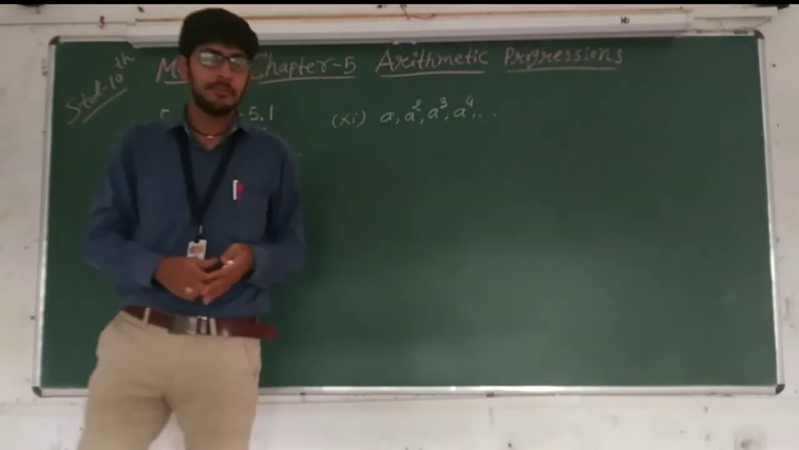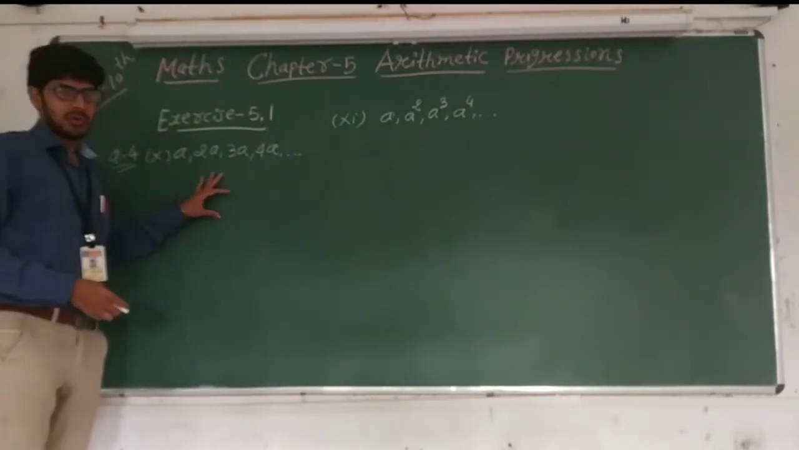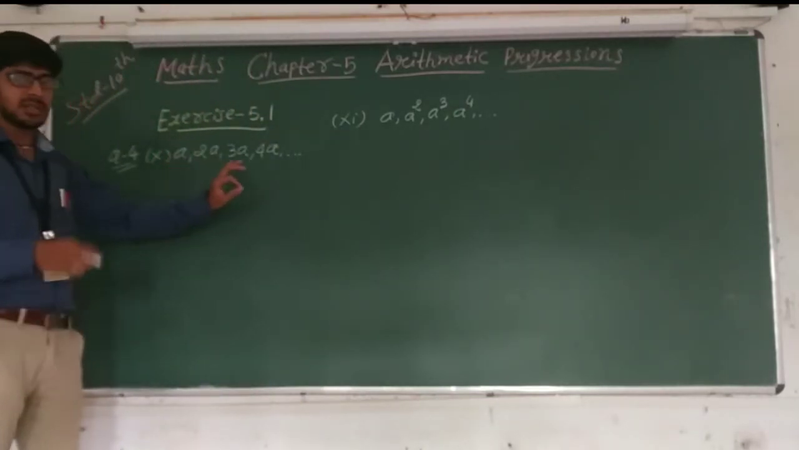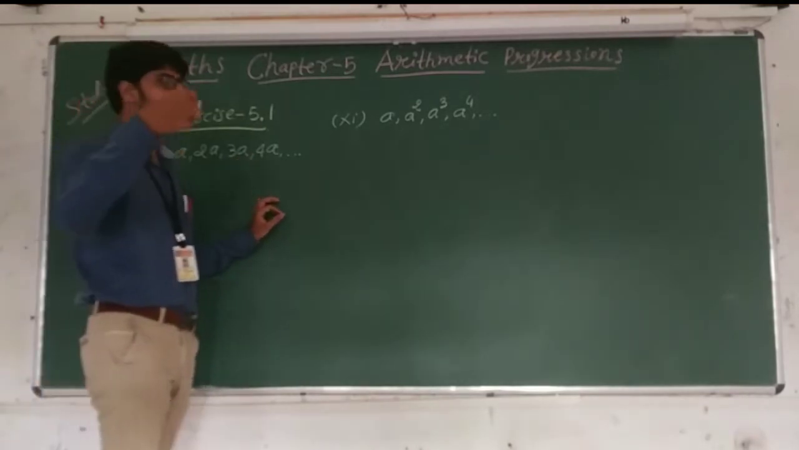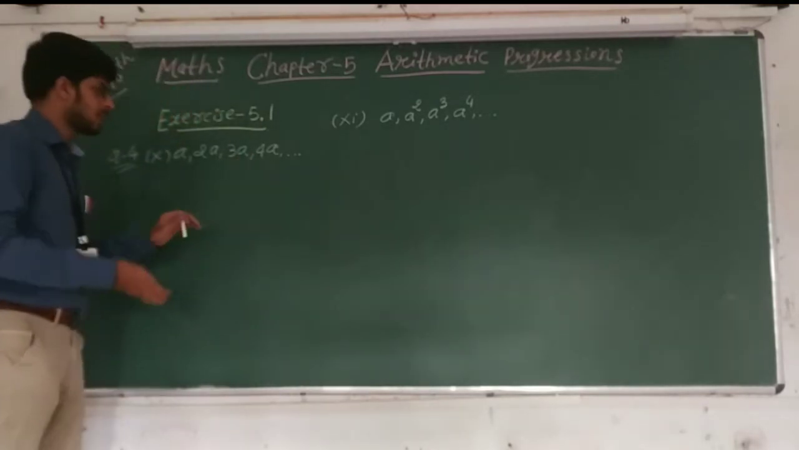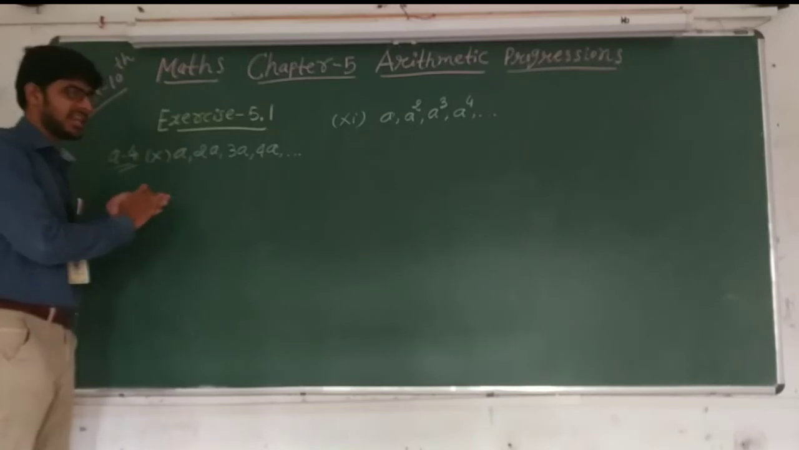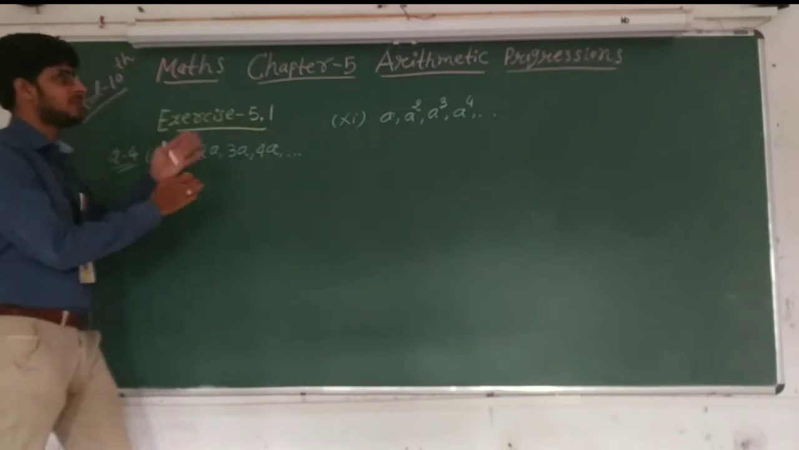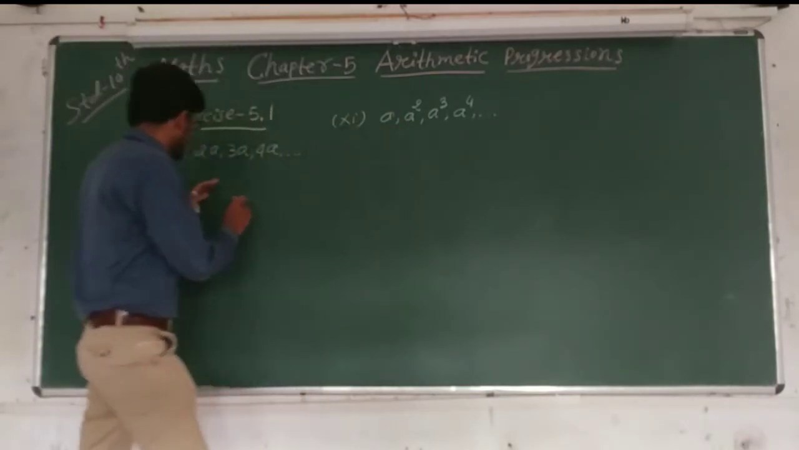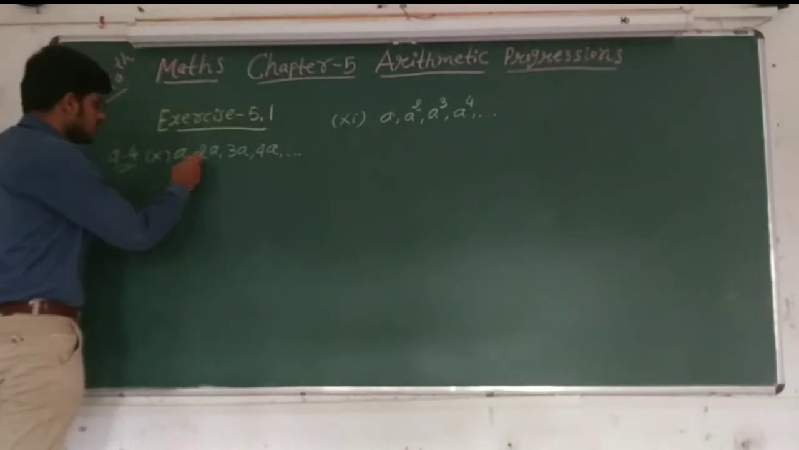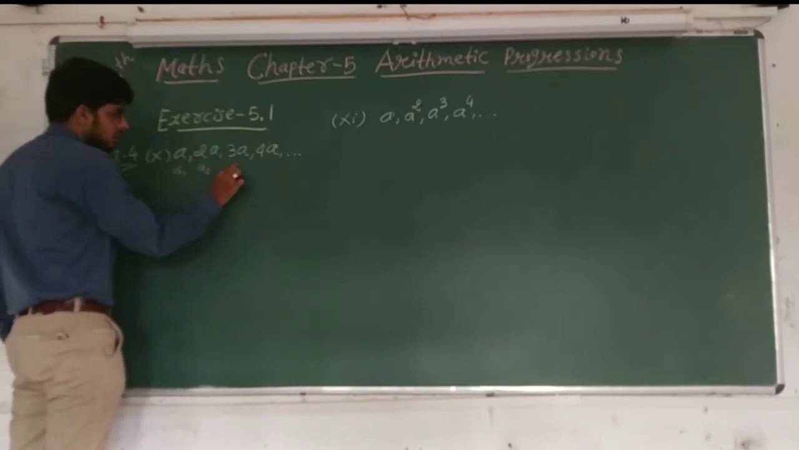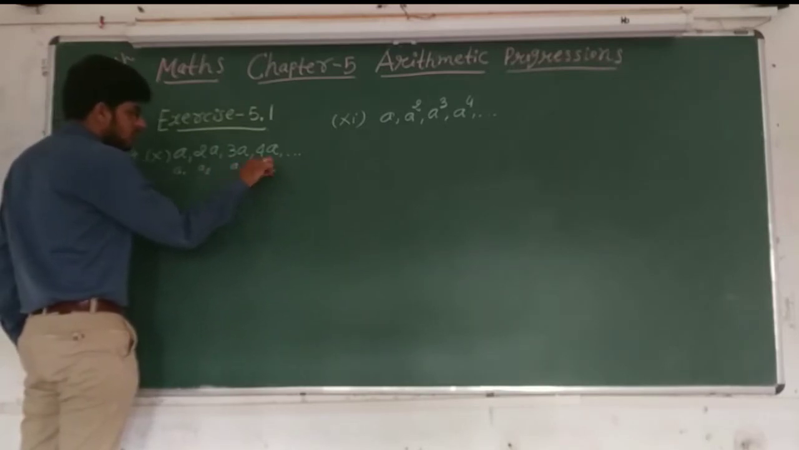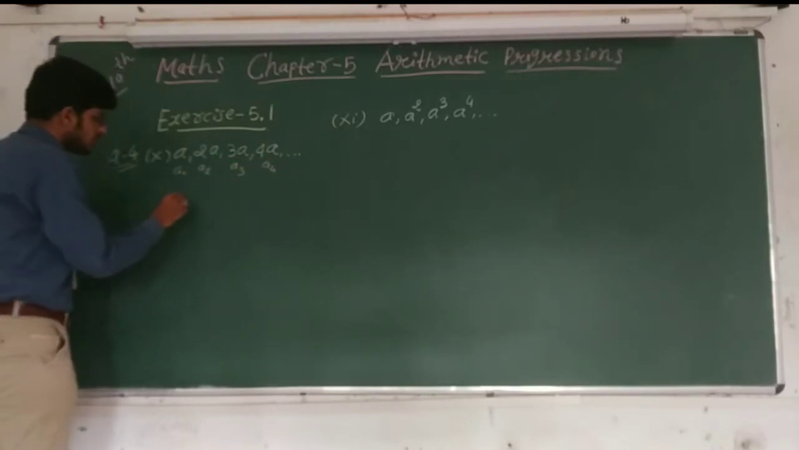We have to check, is it AP or not? If it is AP, then we have to find out 3 more terms. Okay, is it clear? So, first of all, we have to check, is it AP or not? AP means arithmetic progression. So here we have to check whether the common difference is the same or not. Here the first term is a, second term is 2a, third term is 3a, and fourth term is 4a. So we have to check the common difference.